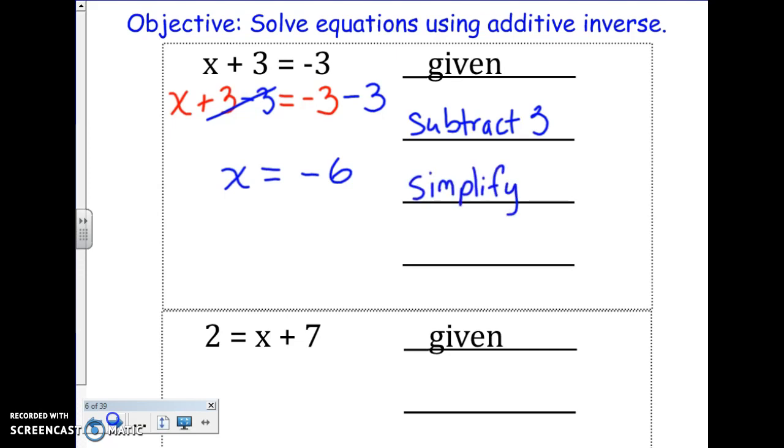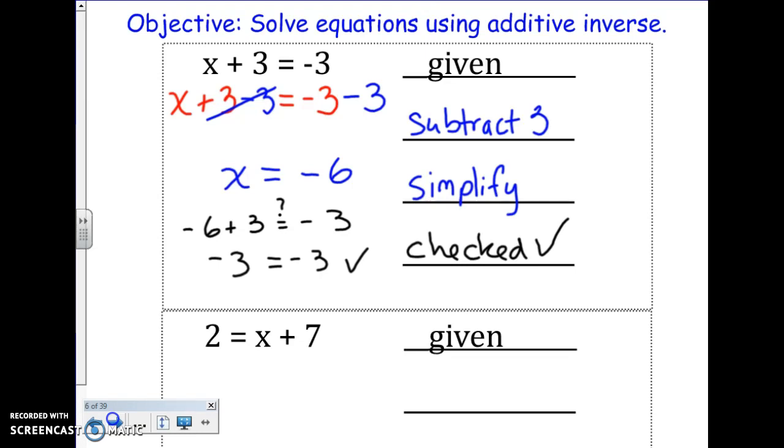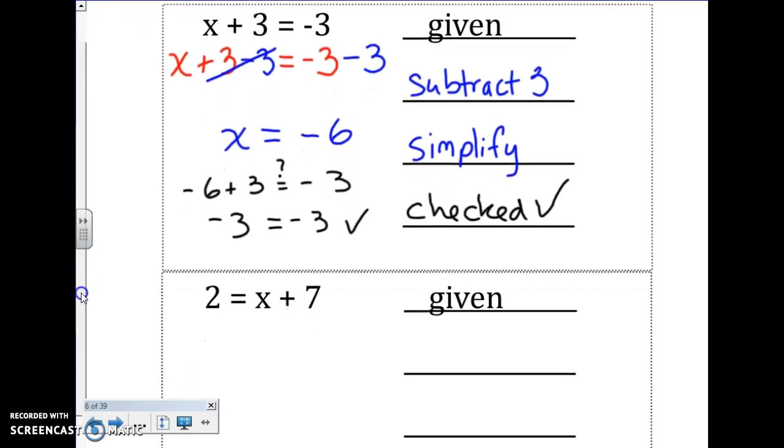And then my final step should be to check my work. If I put that negative 6 back into my equation, I get negative 6 plus 3. Does that equal negative 3? Well, the stronger number is 6. They're different signs, so I subtract. So I get 3, but it's negative. And yes, that equals negative 3. So I checked. Alright, so again, all we're doing is the opposite of the addition to solve.